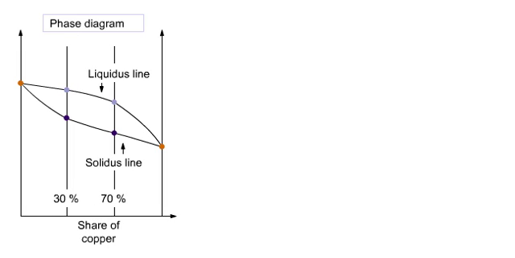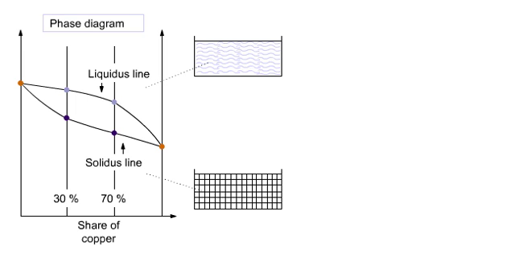The liquidus line separates the area of the liquid phase. The entire mix is liquid above this line. In contrast, the solidus line separates the solid phase. The mix is completely solidified below this line. The solidus and liquidus line surround a lenticular area.